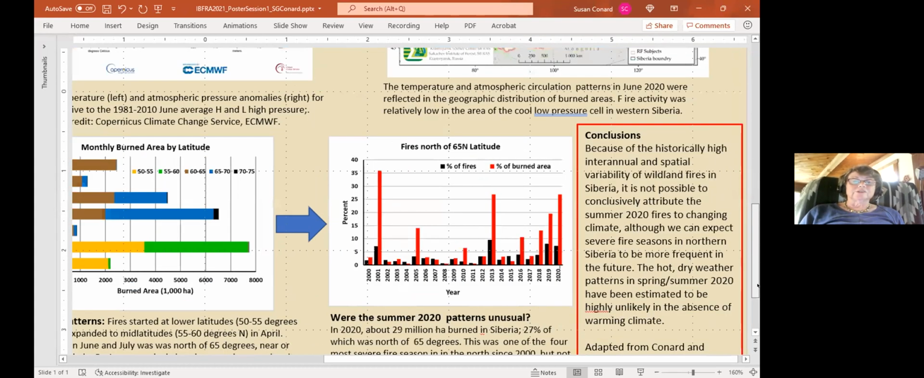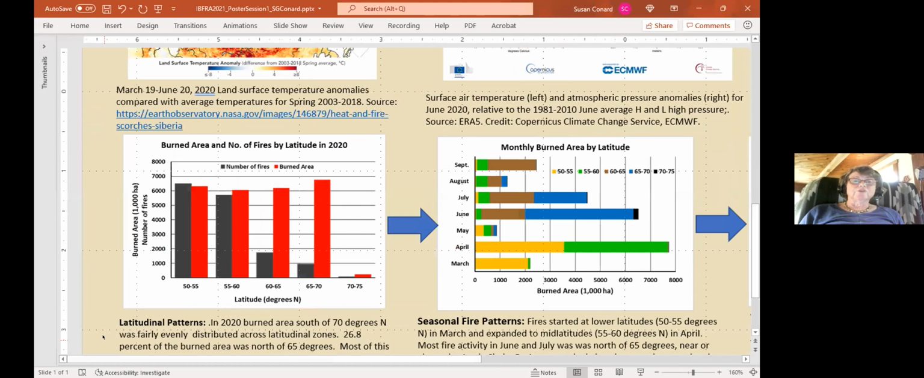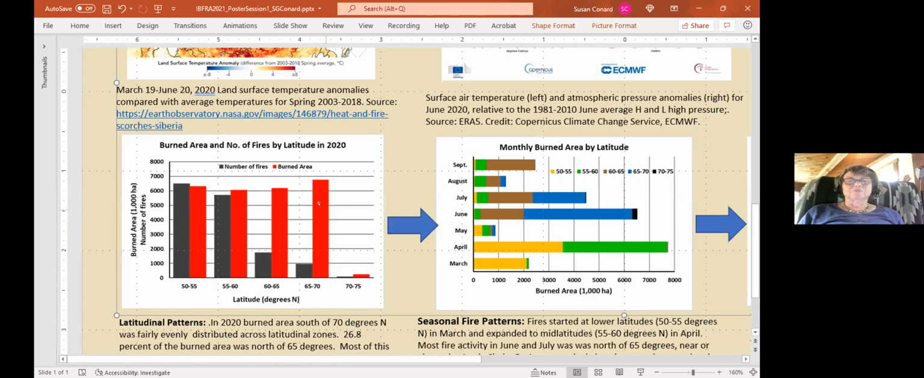A lot of the discussion in the news centered around northern fires. So one of the things that we did was look at fires by latitude. This first graph shows the distribution of burned area, which is red, by latitude. You can see that even above 65 degrees north, which is approximately the Arctic Circle, about 26% of the burned area was there, but it was pretty well distributed across latitude, so it wasn't all happening in the northern part of Siberia.